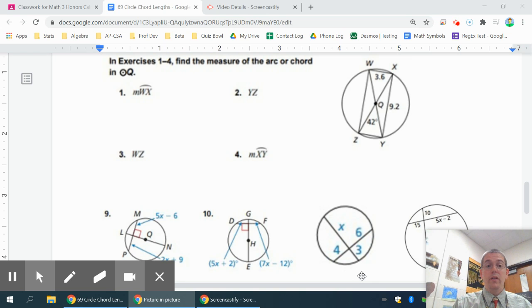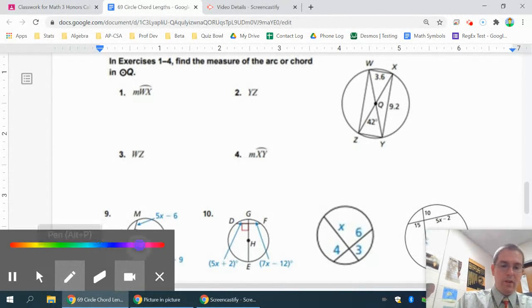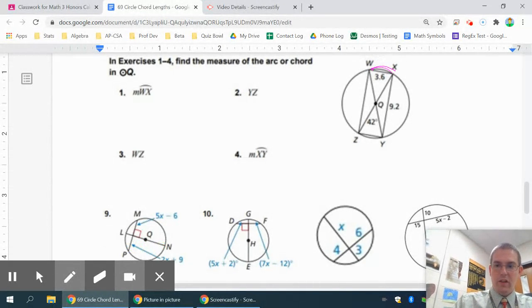Okay, now as we look at these problems, we're going to be applying a lot of those different theorems we've talked about. On number one, they're wanting the measure of arc WX. So it wants to know the measure of this arc, and arcs are measured in degrees. Anytime you see one of those little M's, you know your answer is going to be in degrees. And here's basically how you're going to be able to figure it out.